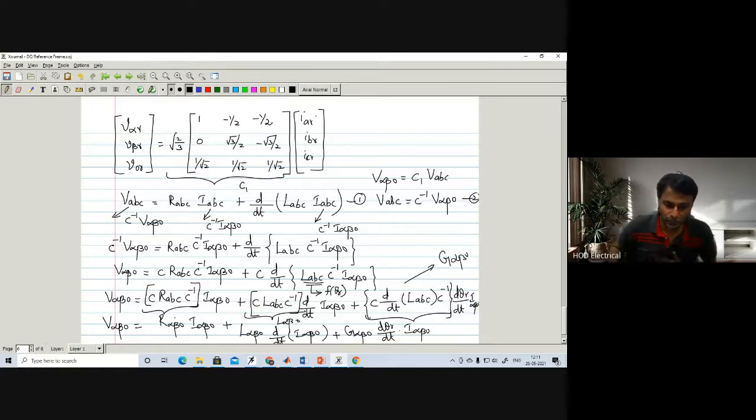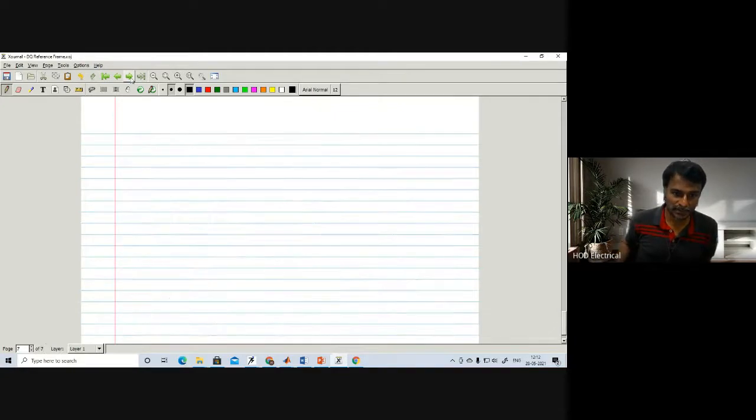Then in this case, we have to find out what is R alpha beta naught, what is L alpha beta naught, and what is G alpha beta naught. Then only we can derive it. Let me go to the next slide. R alpha beta naught is C into R ABC into C inverse. We already know the C matrix, which transforms ABC to alpha beta, and the stator variables and rotor variables are both being changed.